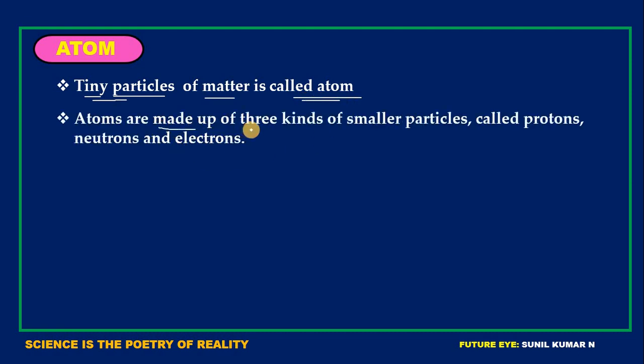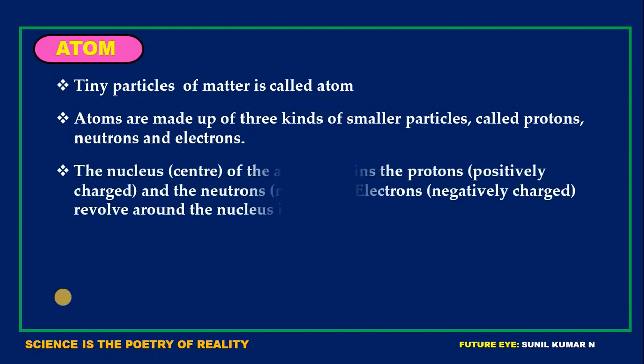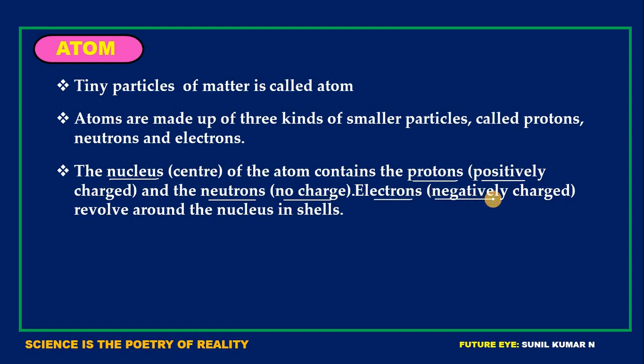Atoms are made up of three kinds of smaller particles called protons, neutrons and electrons. It means atom is further divided into three particles. What are the names of those particles? They are protons, neutrons and electrons. The nucleus, center of the atom, contains protons, means positively charged particles, and the neutrons means no charge or neutrally charged. Electrons means negatively charged, revolve around the nucleus in shells.